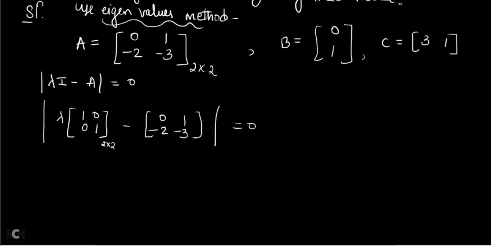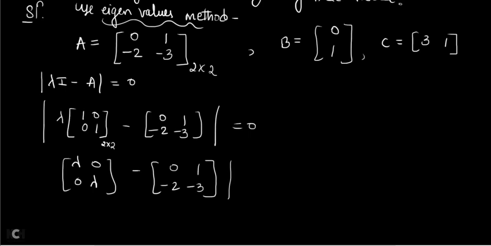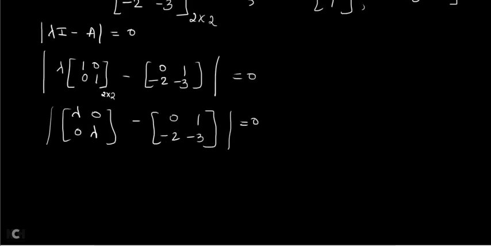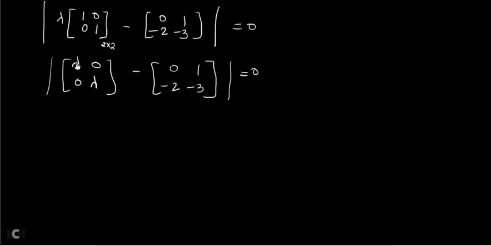Now subtract these two, multiply lambda: lambda 0, 0 lambda, minus 0, 1, minus 2, minus 3. You know this. You have studied in your mathematics how to find the eigenvalues. Now subtract first element minus first element: lambda minus 0, lambda. Second element: 0 minus 1, minus 1. Next, 0 minus of minus 2, plus 2. Next, lambda minus of minus 3, lambda plus 3.